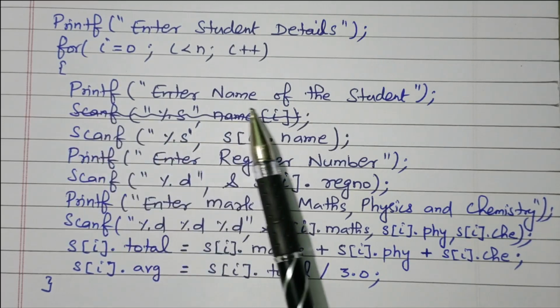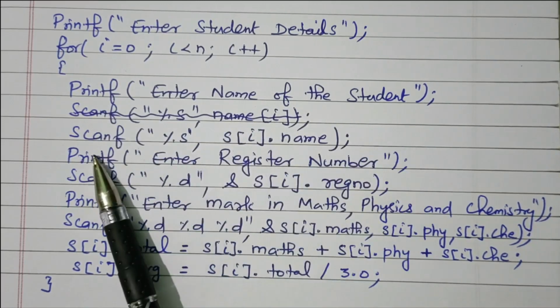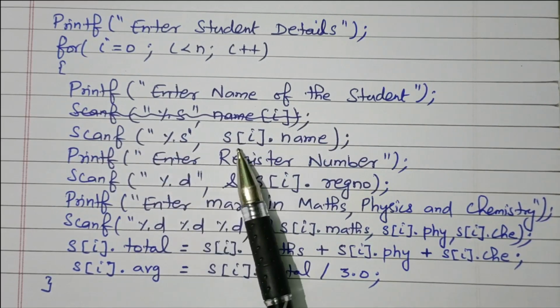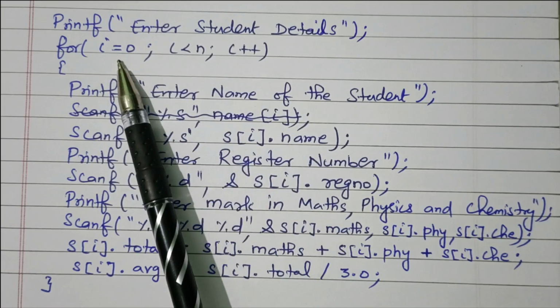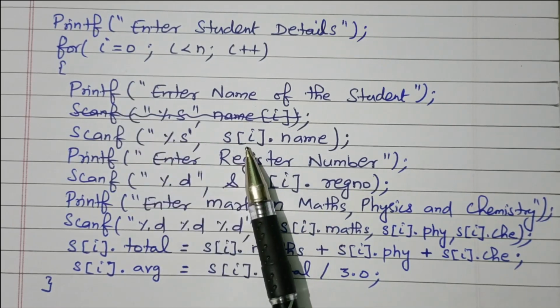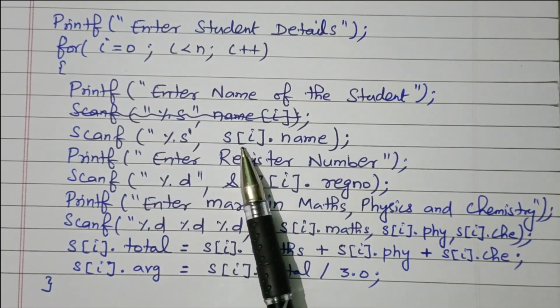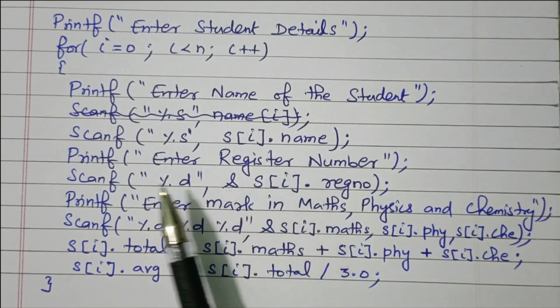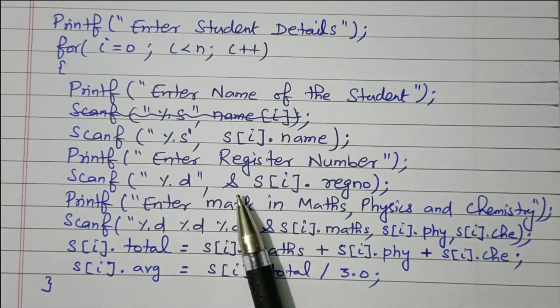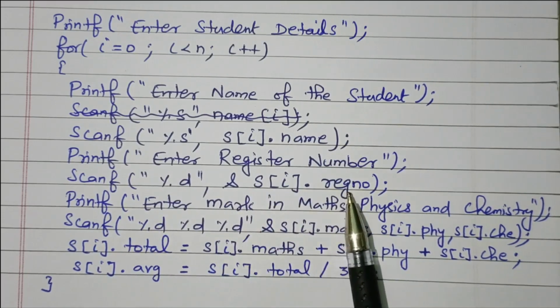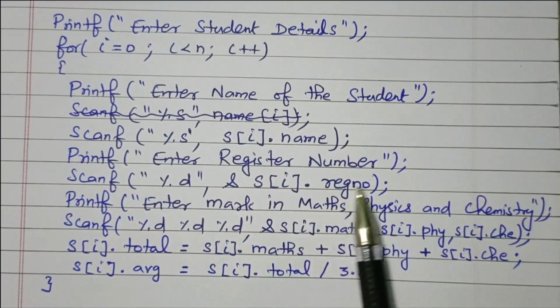printf, enter name of the student. scanf %s, s[i].name. What is this s[i].name? Initially i is 0, so s[0]. s[0] means it refers to the first student's name. Enter register number, %d and s[i].registernumber. That is s[0].registernumber, the first student's register number.